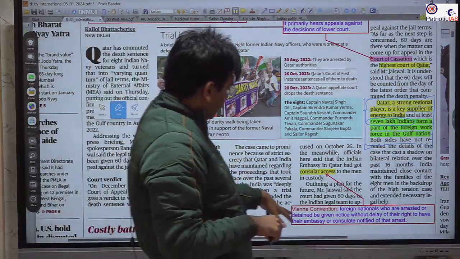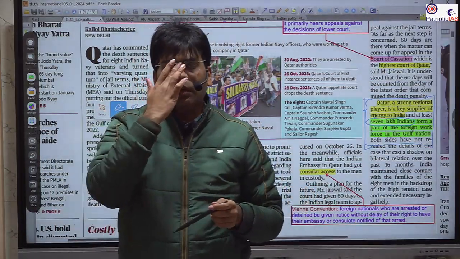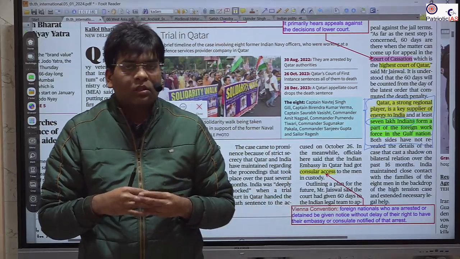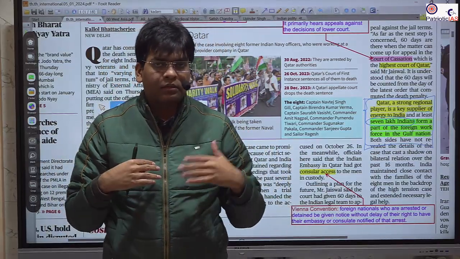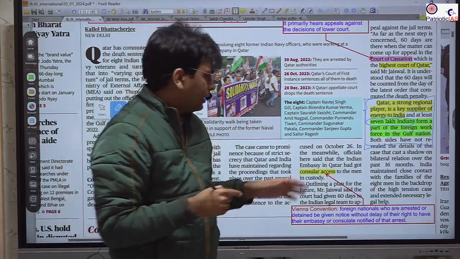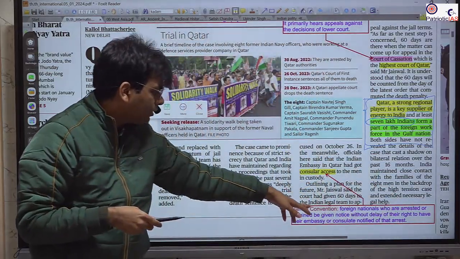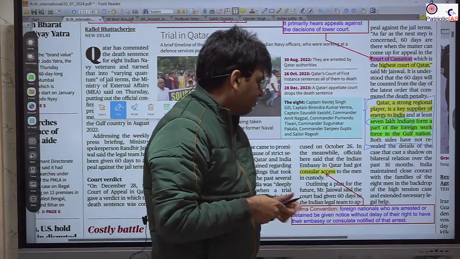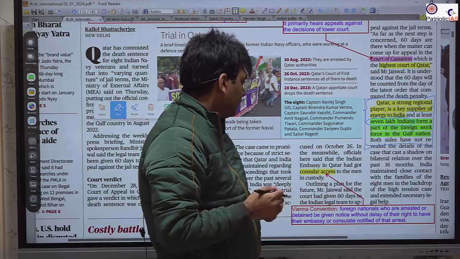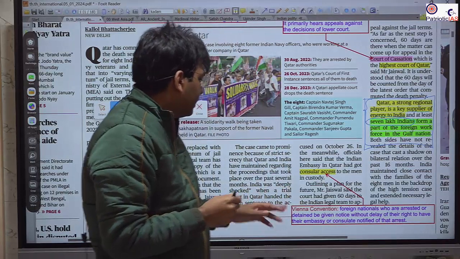One more thing that you should know is what is consular access. Consular access means whenever I am in a foreign country and whenever I get sentenced, immediately the information is given to the consulate and embassy of my country, India. So foreign nationals who are arrested and detained must be given notice without delay. So this is consular access, and this is dealt with in the Vienna Convention.